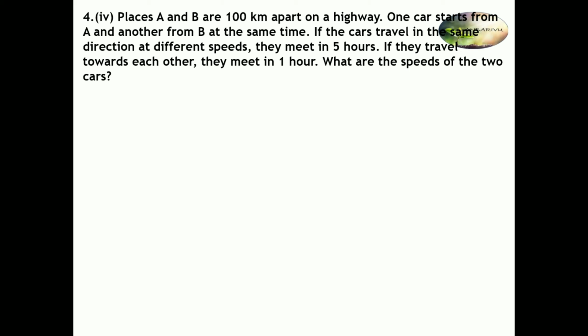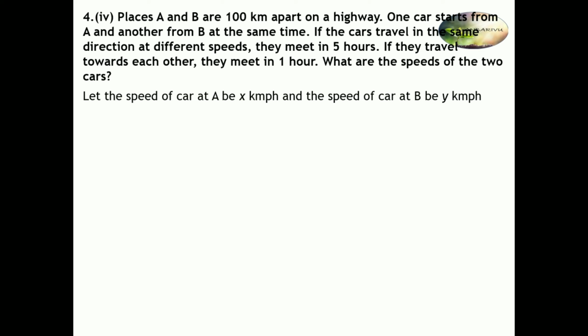Here we have two places A and B. The distance between A and B is 100 kilometers. One car is at place A, another car at place B. If they travel in the same direction, they will meet within 5 hours. If they travel towards each other, they will meet within 1 hour. We need to find the car speeds. I am going to assume the first car speed as x and the second car speed as y.